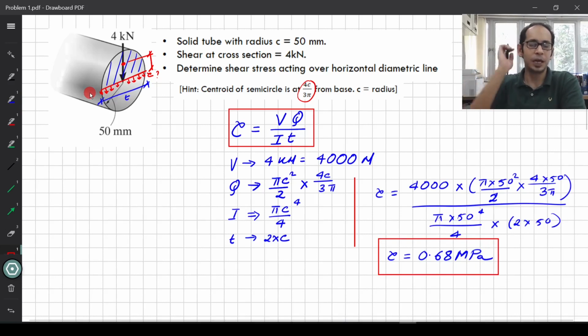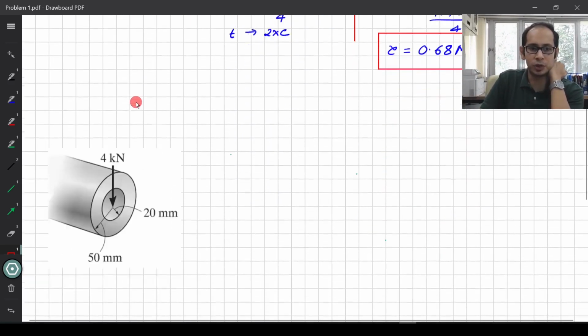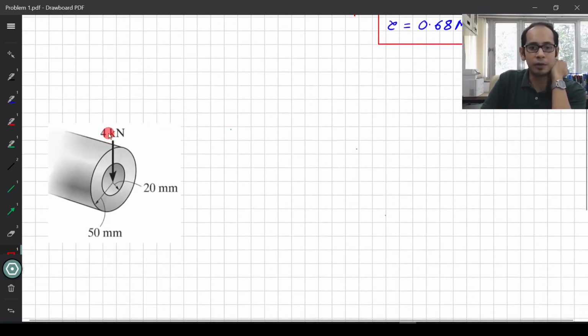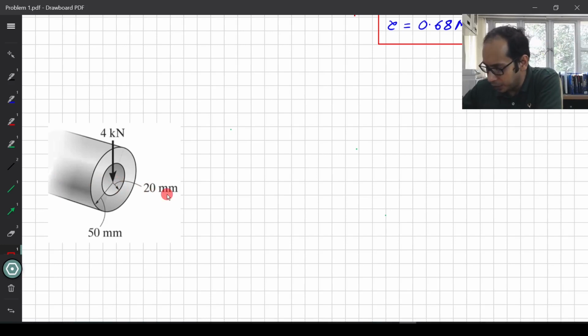Simple problem, right? Now let me ask you something. Instead of this being a solid cylinder, what if I gave you this hollow cylinder? Similar, you have a 4 kilonewton load. The radius is 50, but it is hollow now, so it's a hollow beam, and the inner radius is 20. Again, if you had to calculate about this horizontal diametric line, your tau is restricted, of course, to the solid part. The hollow part cannot have a tau.